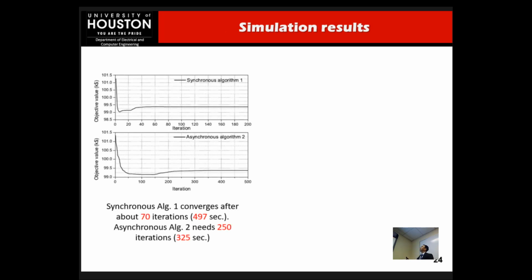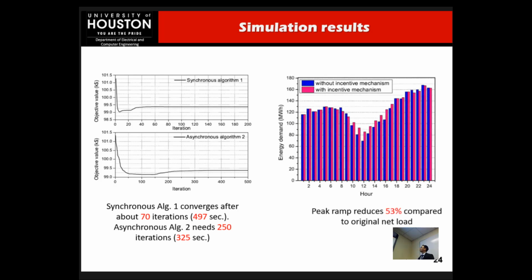Next we use the simulation results to demonstrate the convergence of our algorithm. As you can see here, the asynchronous algorithm needs more iterations to converge to the optimal solution, but it's faster because it's performed in an asynchronous fashion. And also we saw that our incentive model can reduce the peak load of the system. Here it's reduced by about 50% compared to the original net load.